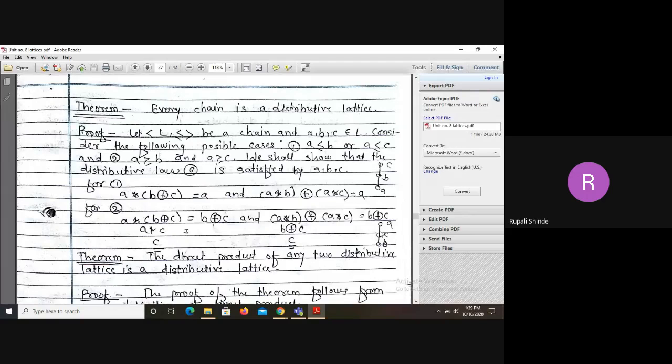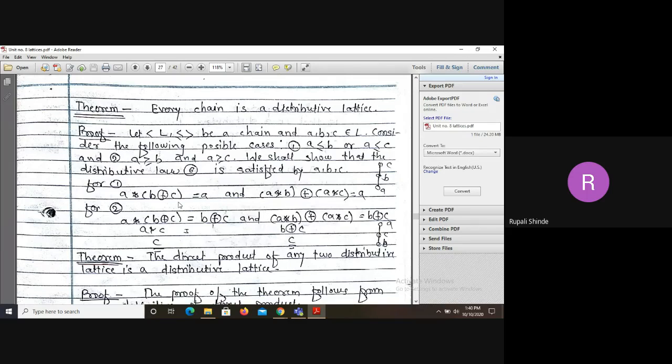So the greatest lower bound of A and C is C. Good. Now B XOR C is the least upper bound of B and C, which is C. Correct. So again LHS is equal to RHS. So for the first condition as well as the second condition, this satisfies the distributive property.